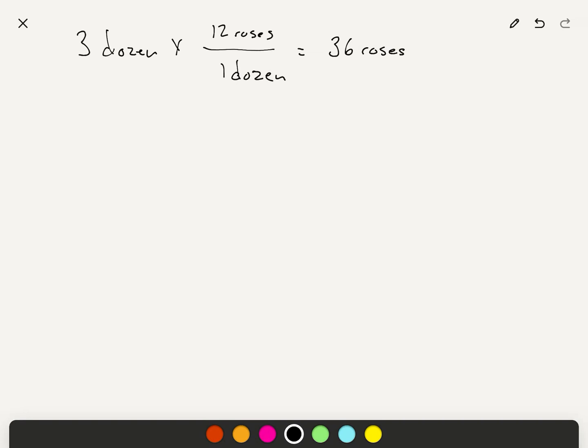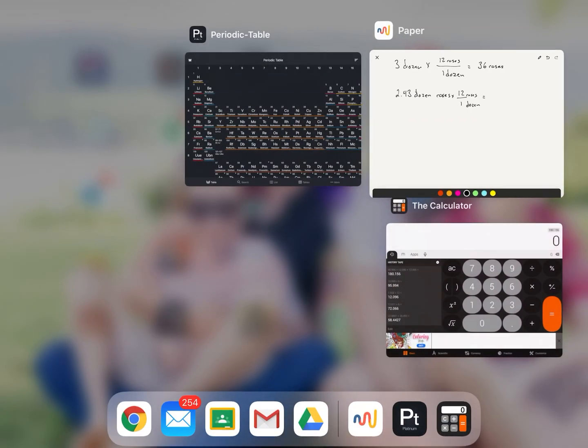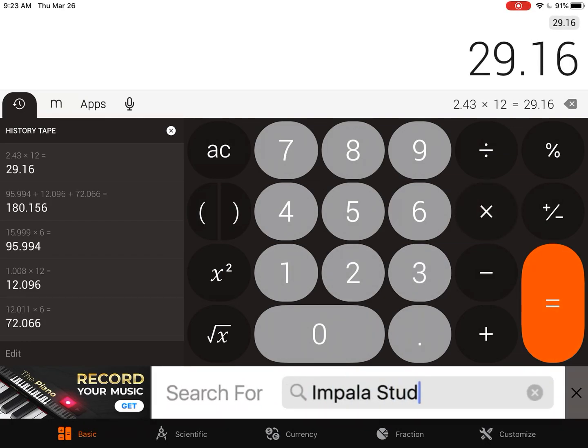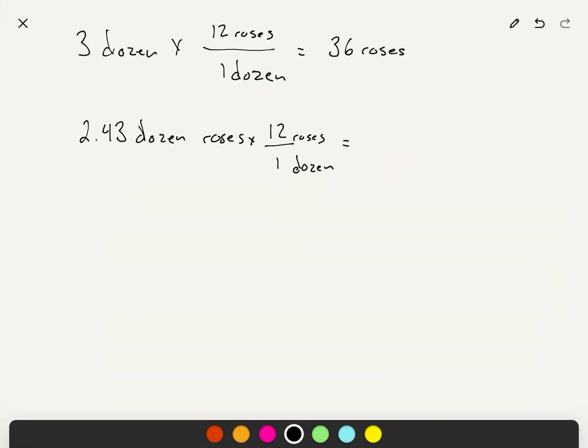However, what if we don't have a nice round number? What if I called the florist and I was like, I want 2.43 dozen roses. Can we still solve this? Of course we can. We still know how many roses are in a dozen, which is 12. And we know that there's 12 roses for every 1 dozen. So we just have to do the same math. It's just not going to give us as pretty of a number. So we're going to take 2.43 and multiply by 12, which gives us 29.16 roses.